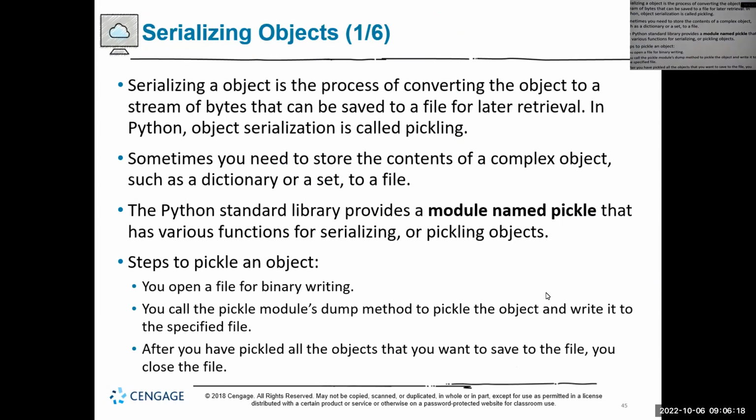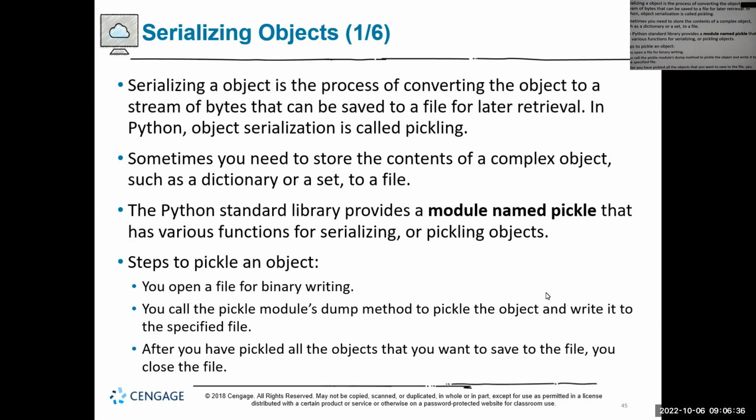Now we go into serializing the object. That's the case where you have the dictionary, and sometimes you want to store it into permanent storage. You want to store it in a file. That is the case where you have to use serializing the object here.